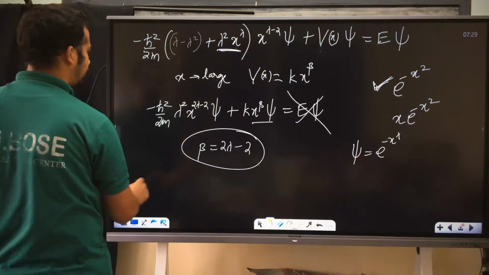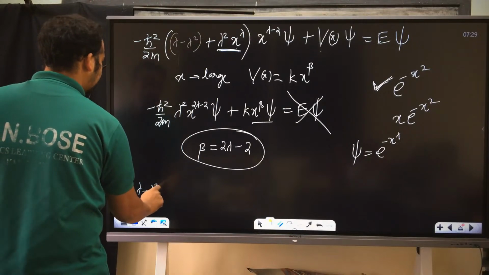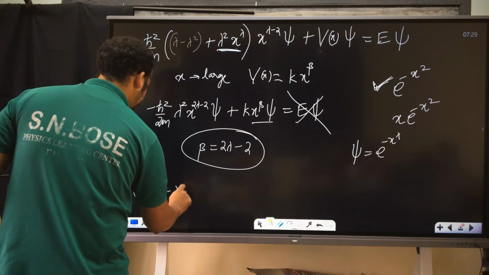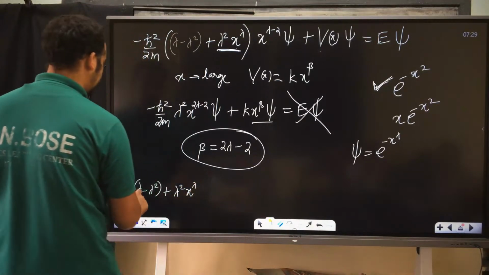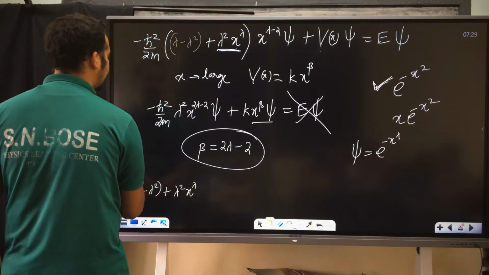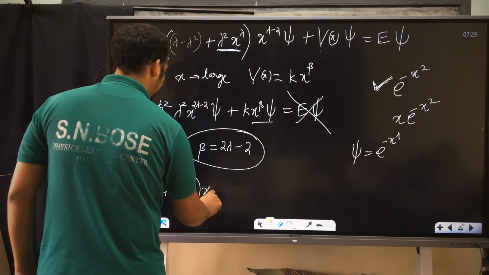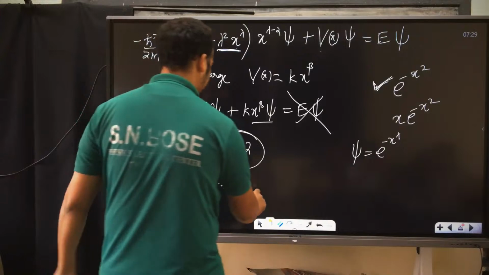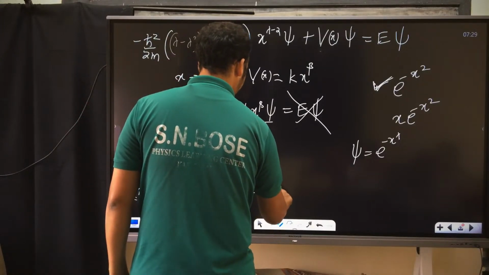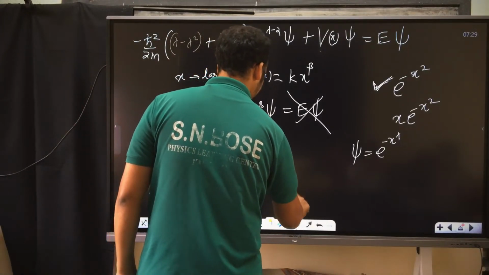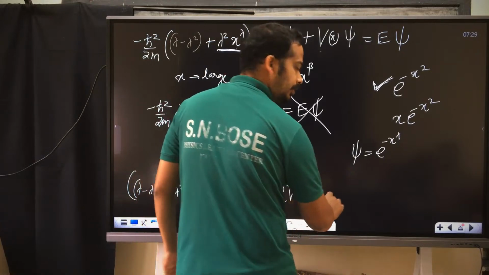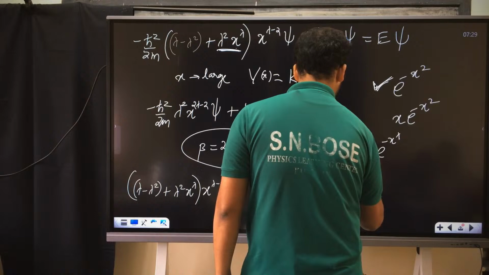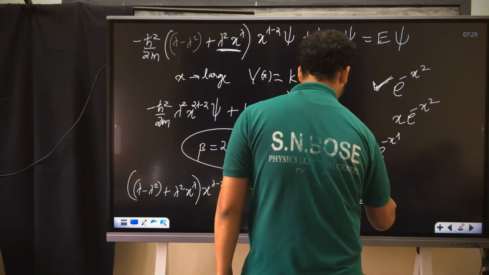So this is my second derivative: lambda minus lambda square plus lambda square, x power lambda, multiplied with x power lambda minus 2, psi. This is the second derivative, am I right? That's equal to 2m by h bar square V of x psi minus 2m E by h bar square psi.